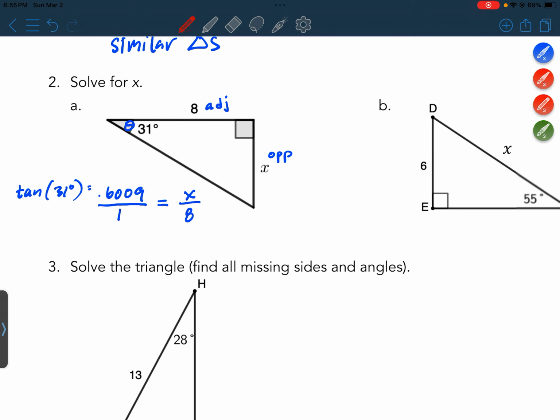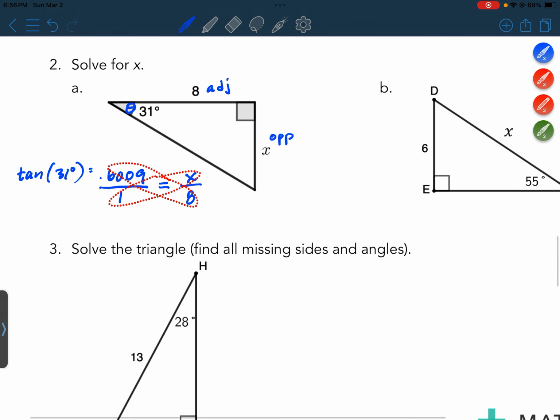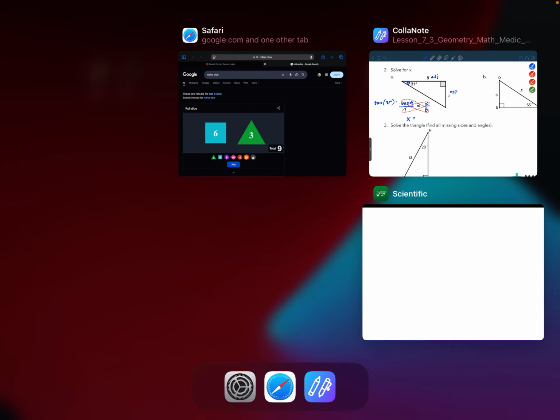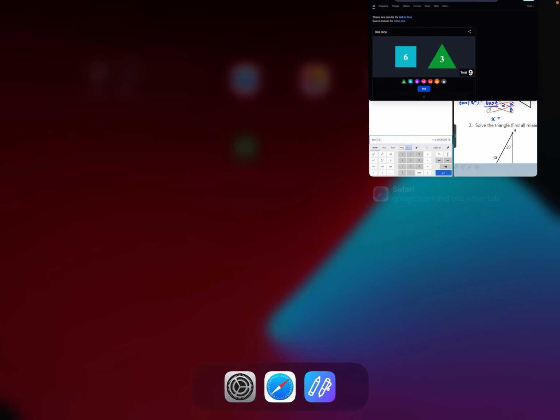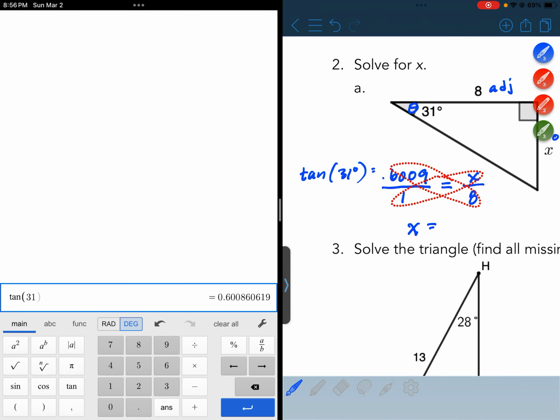So now what we can do is a little cross multiplication. We're going to get 1 times x, which is x, and we're going to get 8 times 0.6009. Probably should just leave the calculator here. So 8 times 0.6009 is about 4.8.